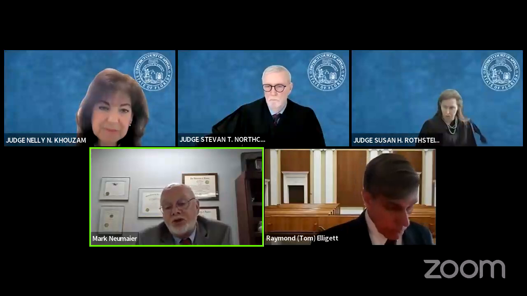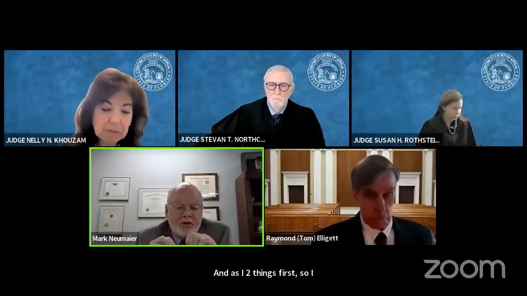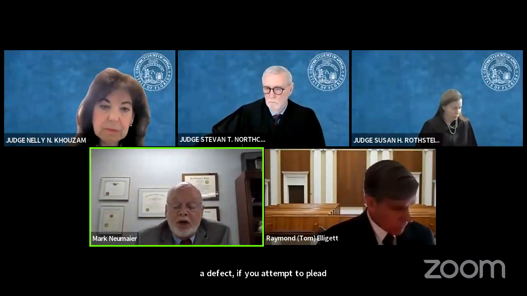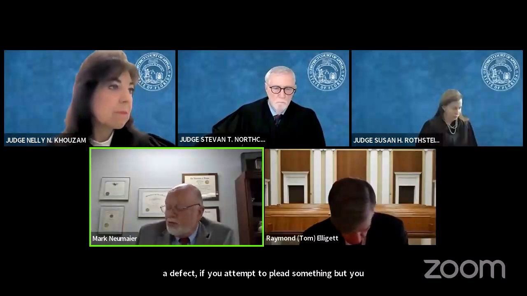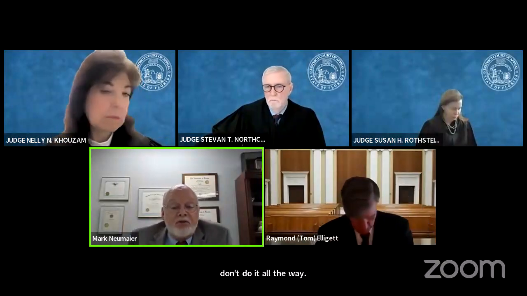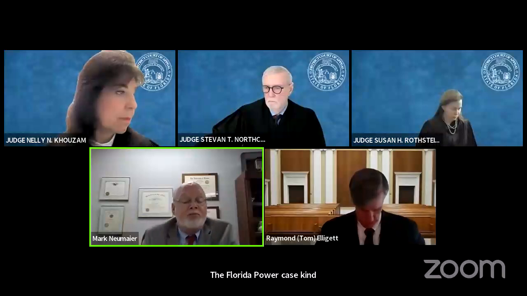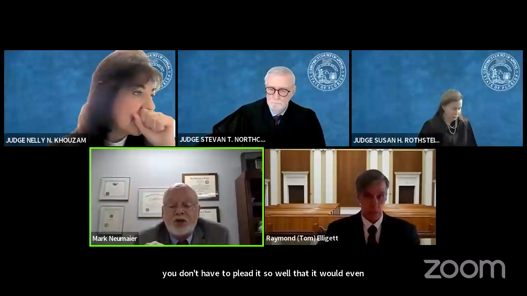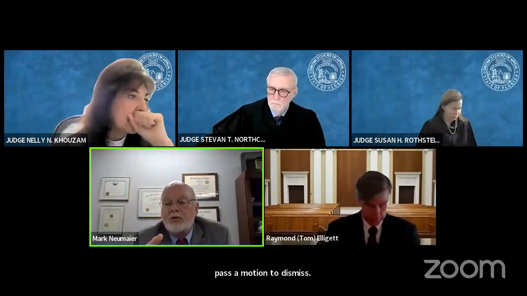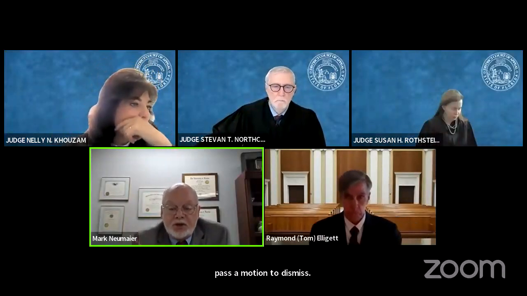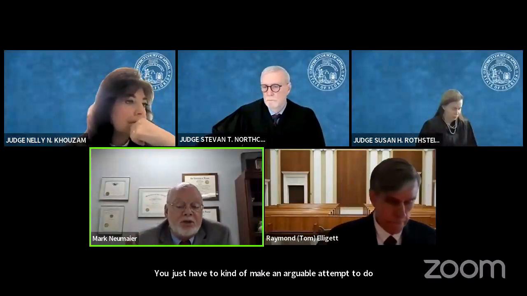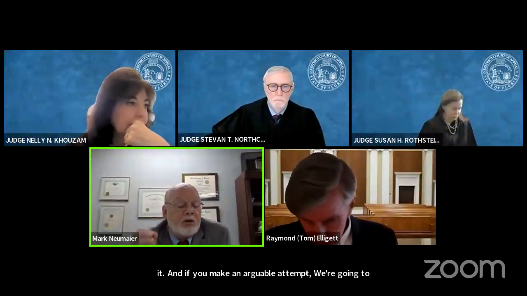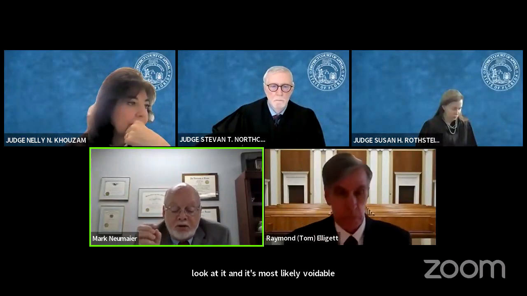Two things. First, as I started to say, if there's a defect, if you attempt to plead something but you don't do it all the way, the Florida Power case kind of addresses that. It says you don't have to plead it so well that it would even pass a motion to dismiss. You just have to make an arguable attempt to do it. And if you make an arguable attempt, we're going to look at it and it's most likely voidable.